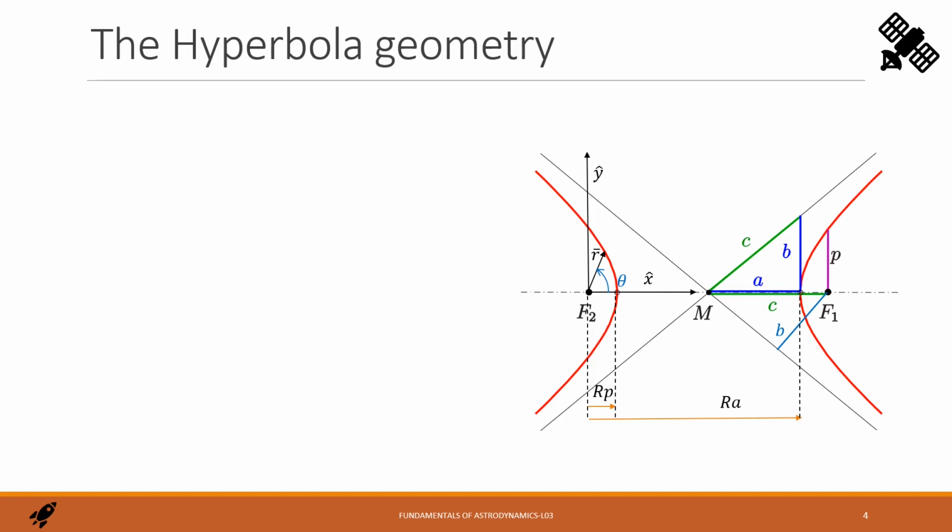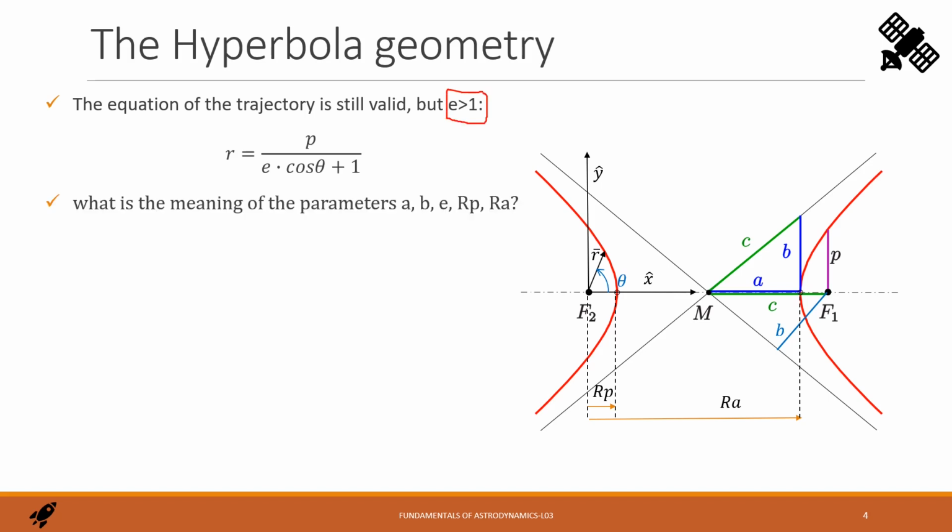Let's remember once again the trajectory equation that we found in the first lecture. This equation is valid for any orbit type, both elliptic and hyperbolic. If hyperbolic, then the eccentricity e is greater than 1. We want now to display the meaning of the geometrical parameters of the conic: a, b, e, rp, and ra.